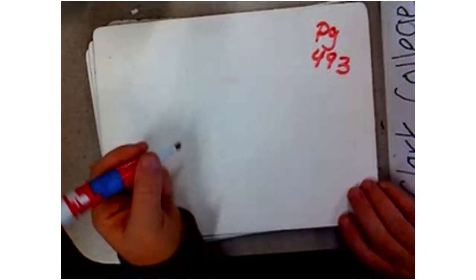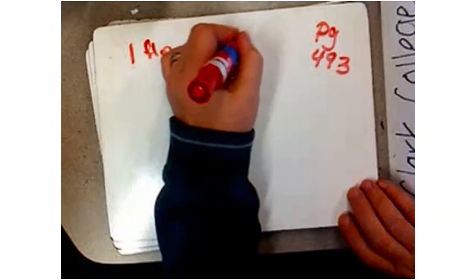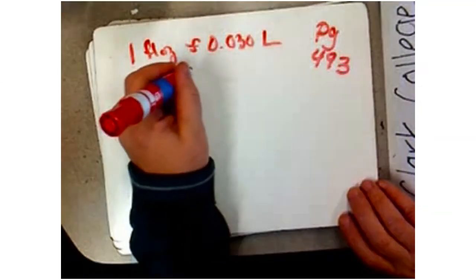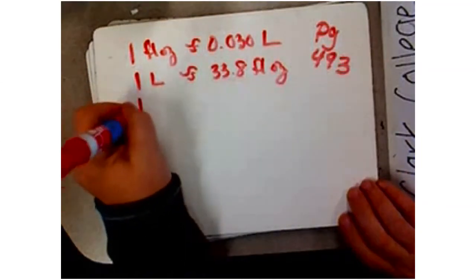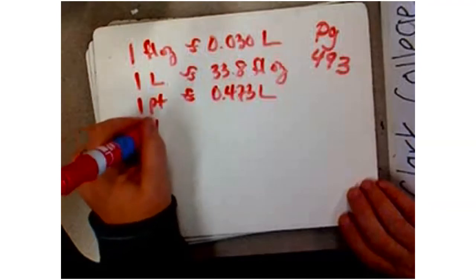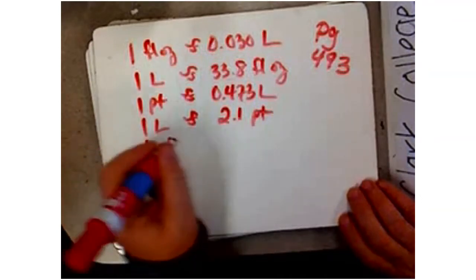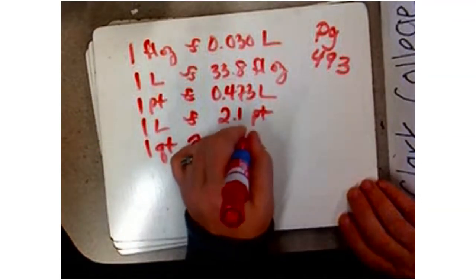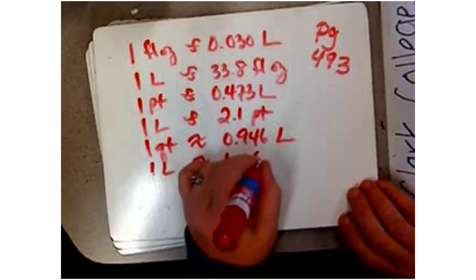Converting volume is on page 493. So your different conversions are in a table there, your volume conversions. 1 fluid ounce is approximately 0.030 liters, or 1 liter is approximately 33.8 fluid ounces. 1 pint is approximately 0.473 liters, and 1 liter is approximately 2.1 pints. 1 quart is approximately 0.946 liters, and 1 liter is approximately 1.06 quarts.